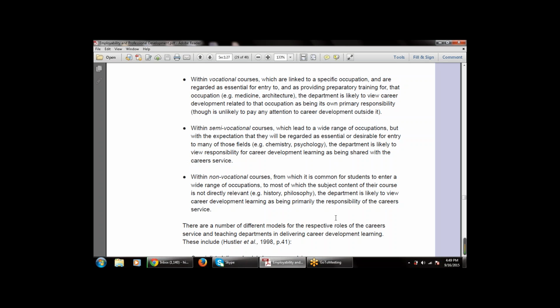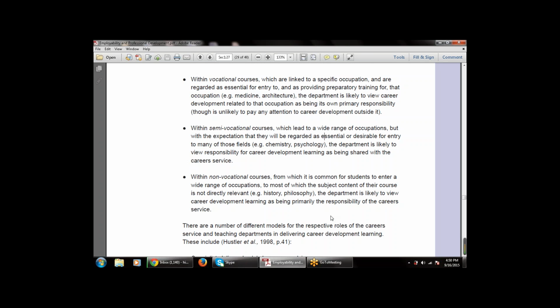And there are a number of different models for the respective roles of the career service and teaching department in delivering career development learning. So there are different models that are used for the respective roles of the career services and the teaching departments in delivering career development learning.